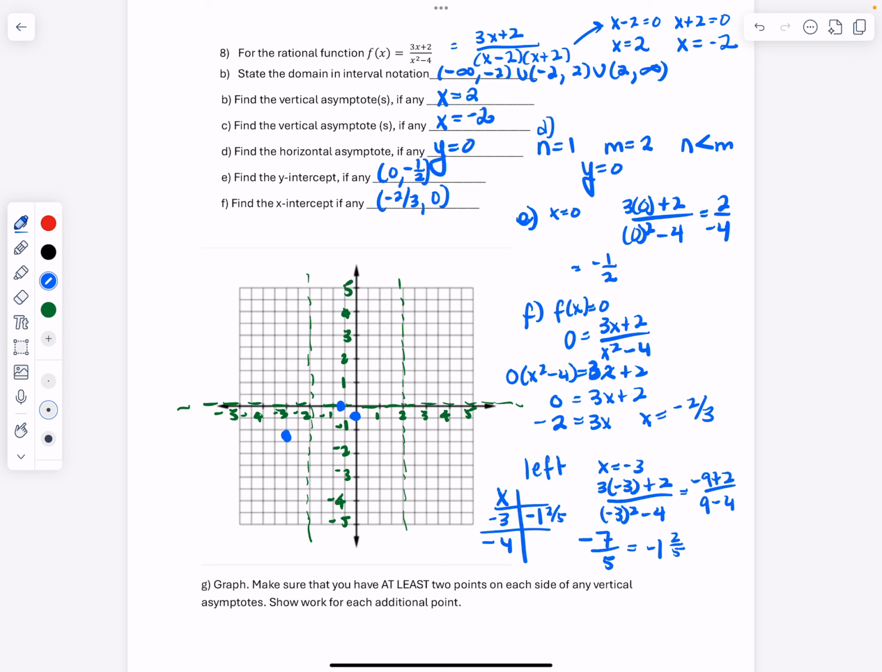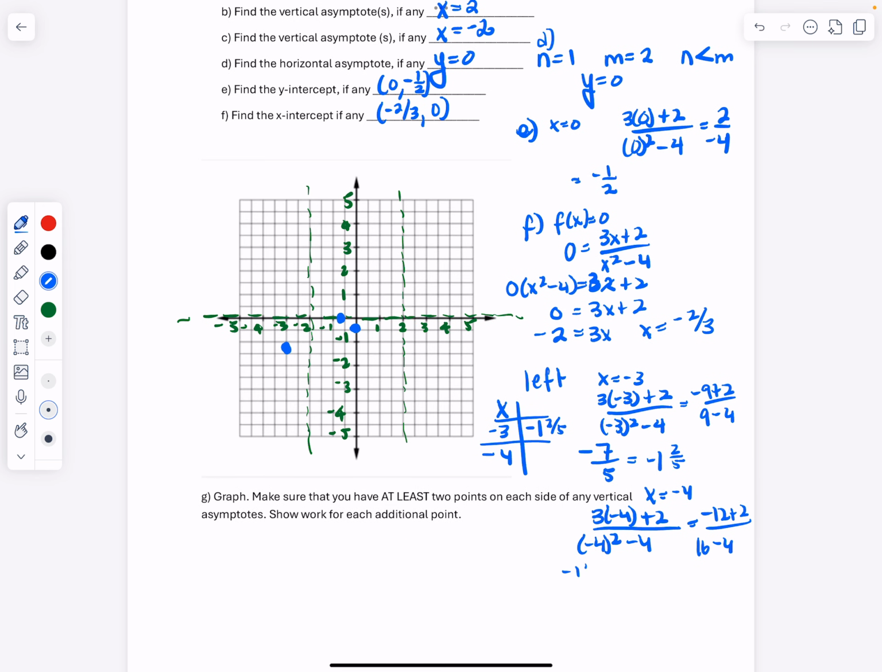Okay, now let's do x equals negative 4. 3 times negative 4 plus 2 over negative 4 squared minus 4. Negative 12 plus 2 over 16 minus 4. And I get negative 10 over 12, and that reduces down to negative 5/6. So negative 5/6 goes in there. Okay, so I can see what's going on with this, I'm getting this kind of shape. Alright, so the left is done.